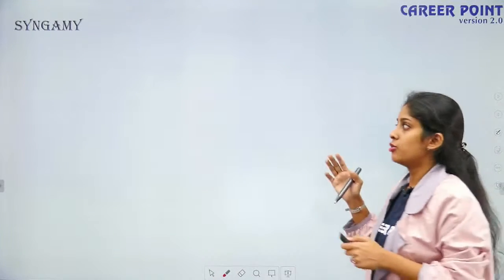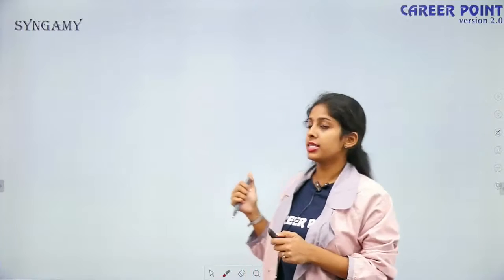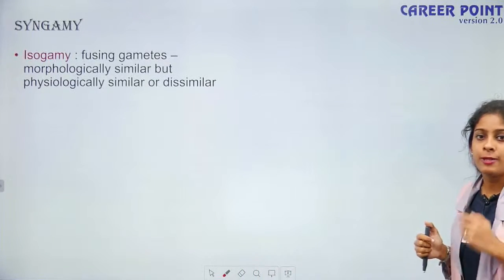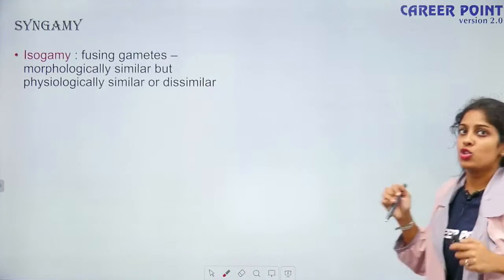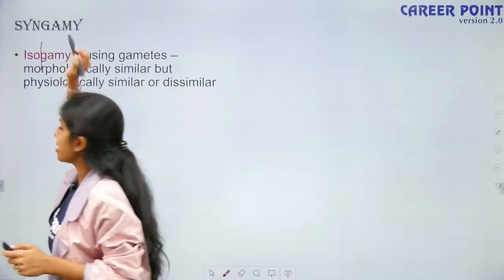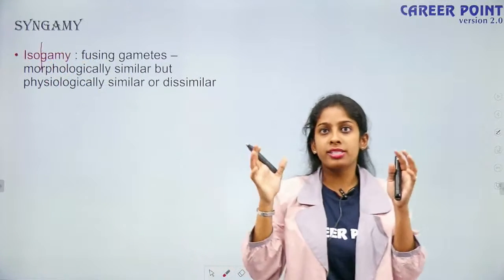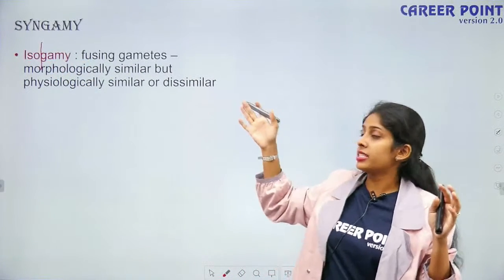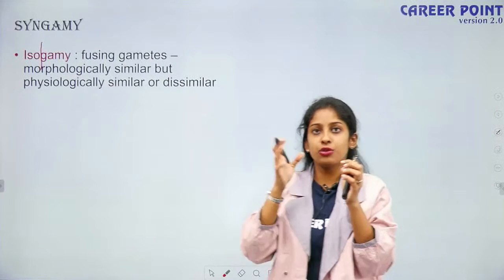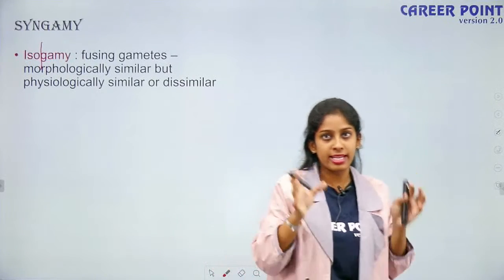I have to introduce you to three terms, and I want you to remember them. Talking from the NCERT point of view, these three types of syngamy are important. The first one is isogamy. Iso means same and gamy is fusion. So these are the types of syngamy. Syngamy is the fusion of your haploid male and female gametes.